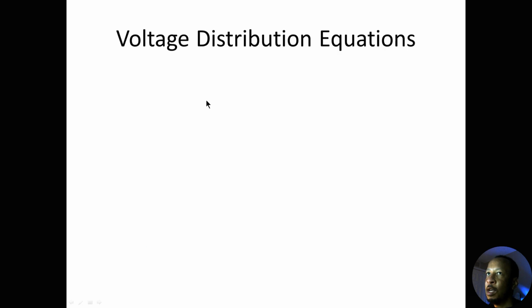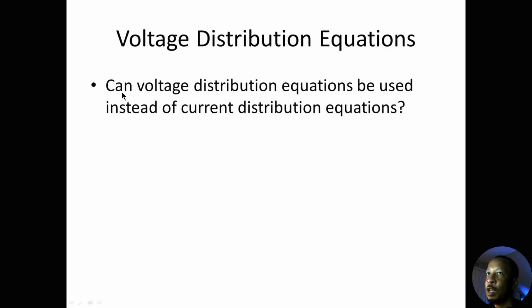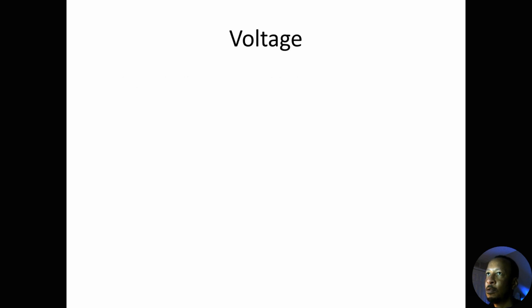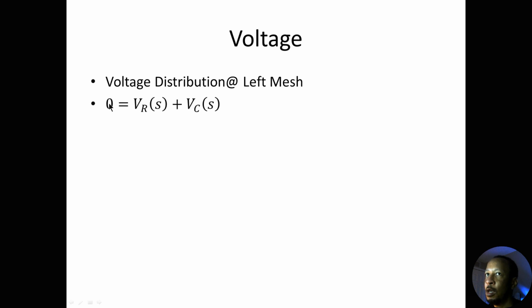Voltage distribution equations. Well, can voltage distribution equations be used instead of current distribution equations? Yes, this is what I'll show you next. So, voltage distribution at the left mesh. 0 equals VR of S plus VC of S. This is according to the schematic. 0 equals IR of S times R plus VC of S, and that is going to be my equation number 1.